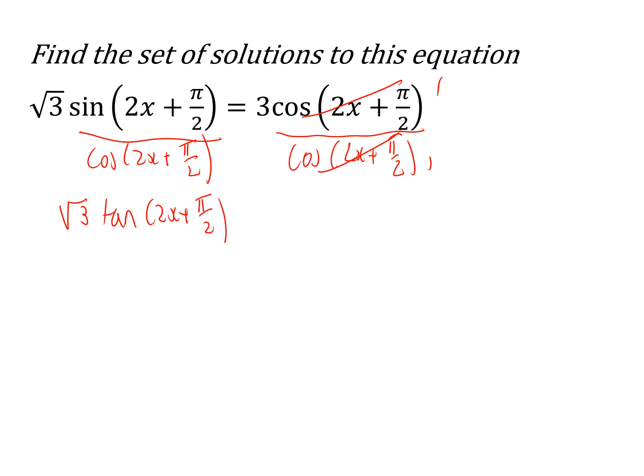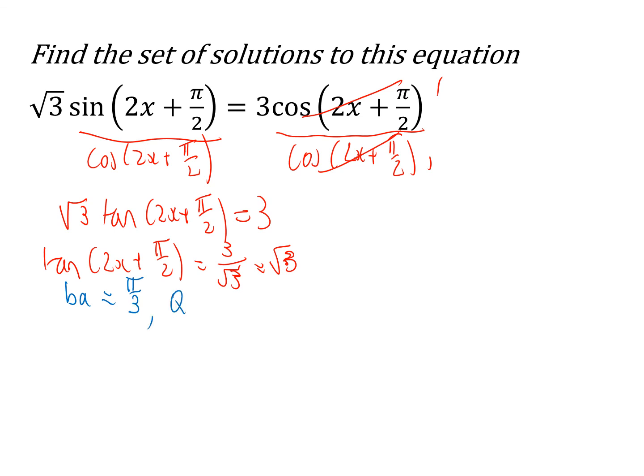Can only do that with the same argument as I said. Dividing through by root 3, so tan 2x plus pi on 2 is equal to 3 divided by root 3, which is equal to root 3. Multiplying top and bottom by root 3, you should be able to see that. Okay, basic angle is equal to pi on 3. And quadrant, I only need to worry about one quadrant, whereas tan positive, it's certainly in the first quadrant.